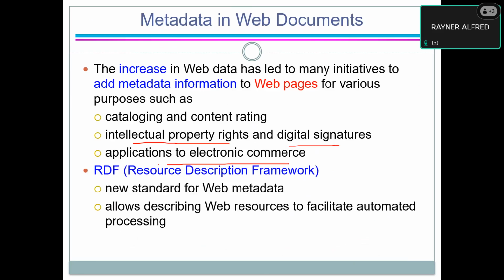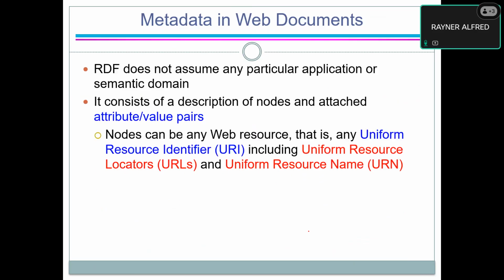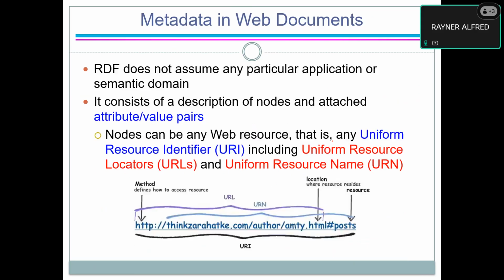So how do we keep track what information that we have on the web? They use this RDF, Resource Description Framework. So this is a new standard for web metadata. So this is metadata for web document. Okay. So how do we use this one? We basically look at the URL, because when we type the URL or the URI or the URN, so that specify some properties here.